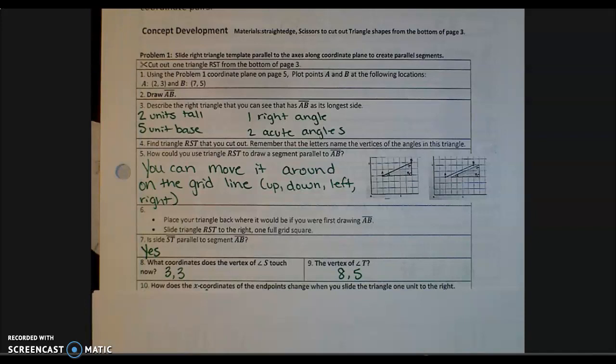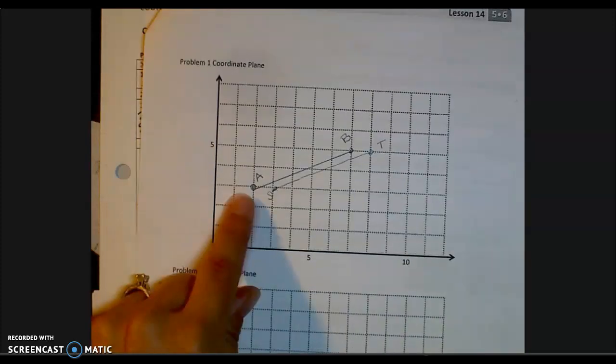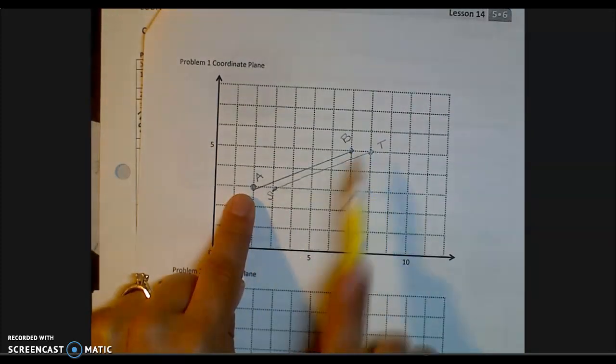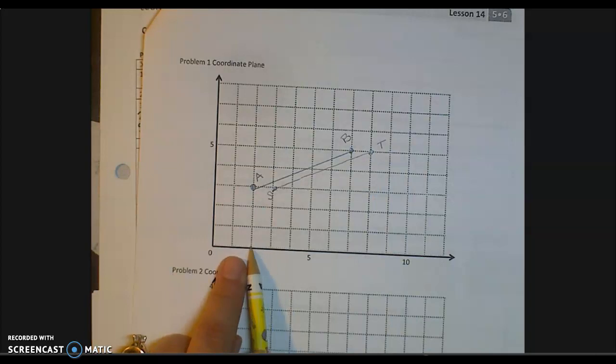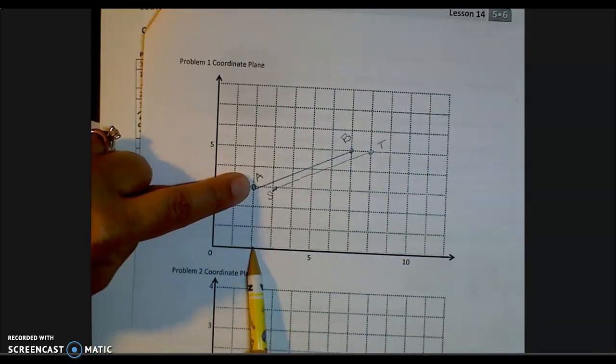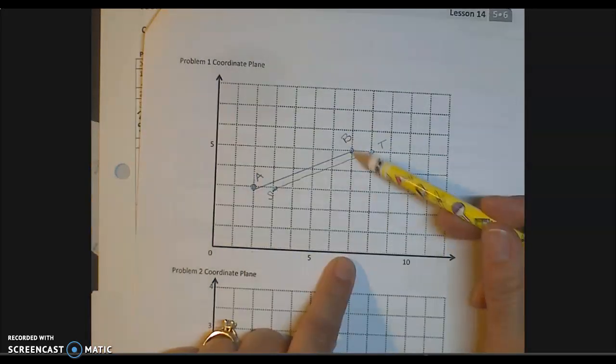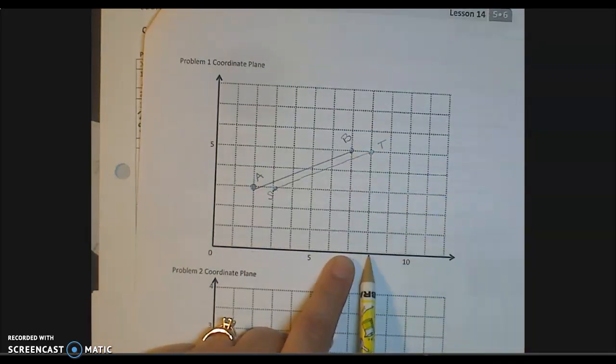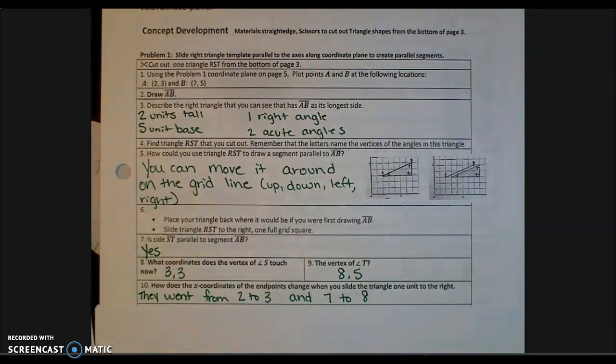Number 10 says, how does the X coordinate of the endpoints change when you slide 1 unit to the right? So I want to know what happened from A to S and B to T. When I move 1 unit right, well, the A coordinate was 2. What was our S coordinate, Miss Purdy? That was 3. So it got 1 what? That one bigger. And B was 7, and T is 8. So it also got 1 bigger. They went from 2 to 3 and 7 to 8.